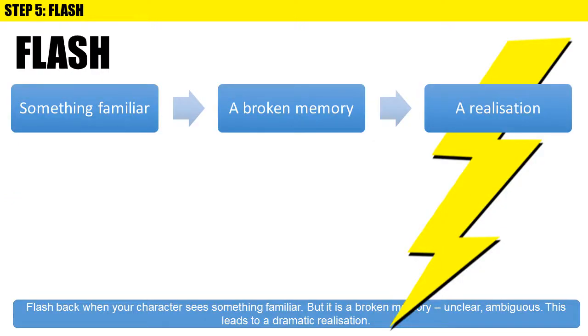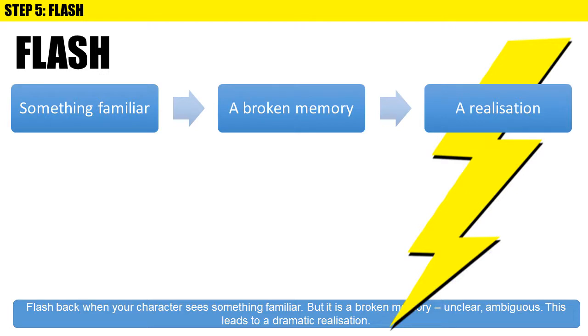One of the last steps is to introduce a flashback. We need to avoid using this word, however, and instead we will introduce something familiar that triggers a memory. In order to avoid needing to tell too much backstory, we can suggest that it is a broken memory, unclear and ambiguous. However, this memory should lead to a dramatic realization.